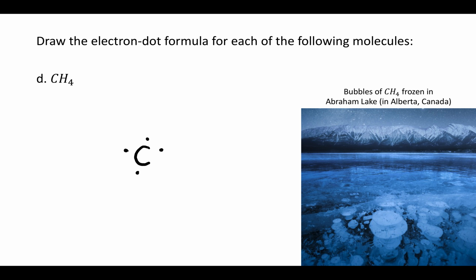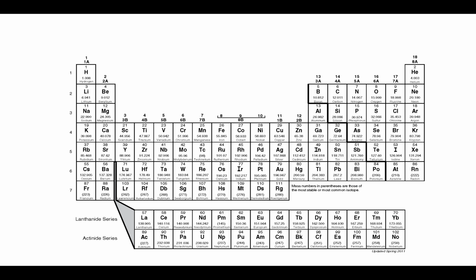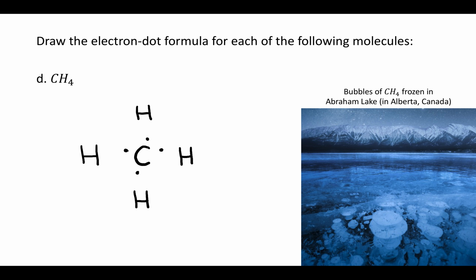Now we have 4 hydrogens. I'm going to put the hydrogens on each side of carbon that has an unpaired electron. So 1, 2, 3, 4. Hydrogen is in column 1A, so it has just 1 valence electron. So on each hydrogen, I'm just going to put 1 dot, and I'm going to put that dot on the side that's facing the carbon. So 1, 1, 1, and 1.